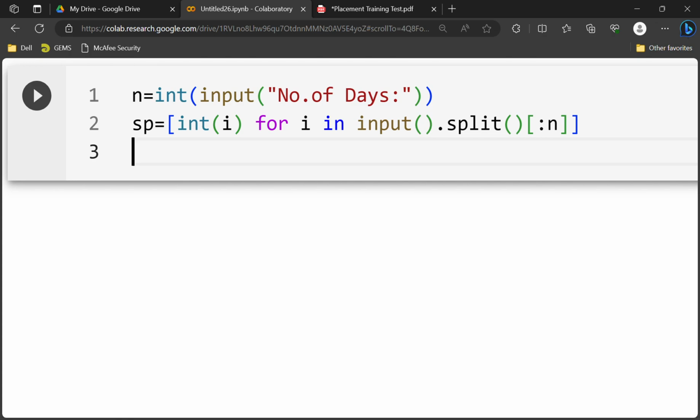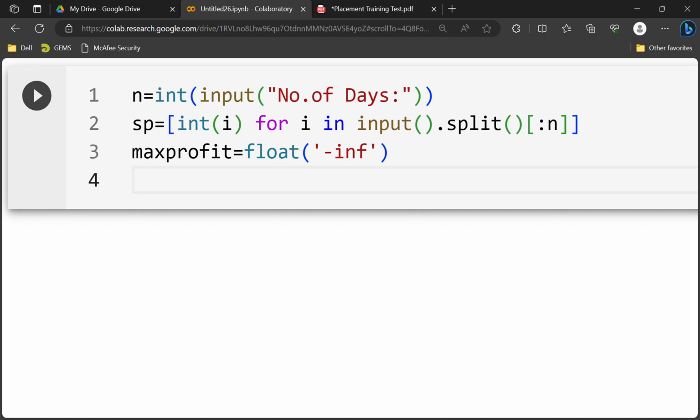Now, as I need to find the maximum profit, I will assume max profit equal to the lowest number possible in Python. The lowest number possible in Python is negative infinity. How to represent this negative infinity? float of minus inf. So I am assuming the maximum profit as that initially.